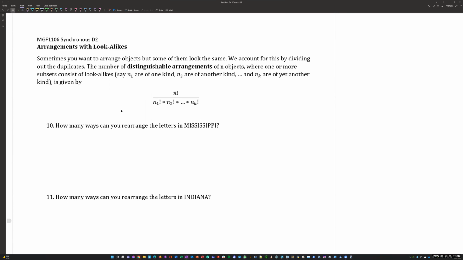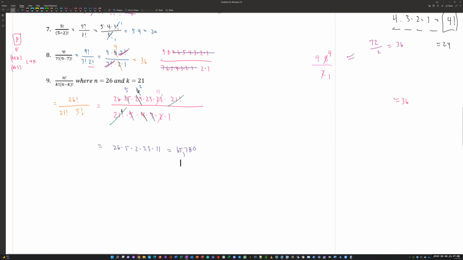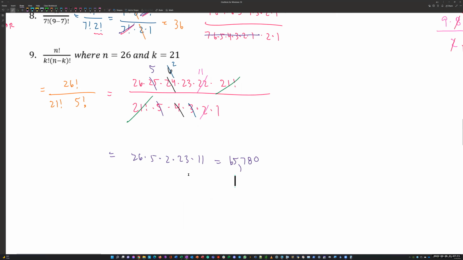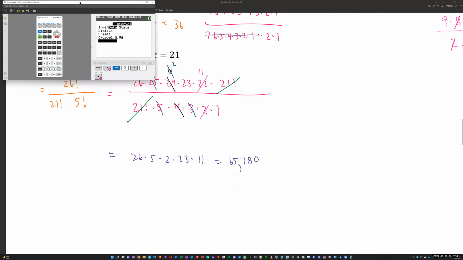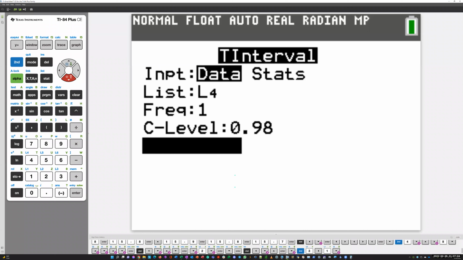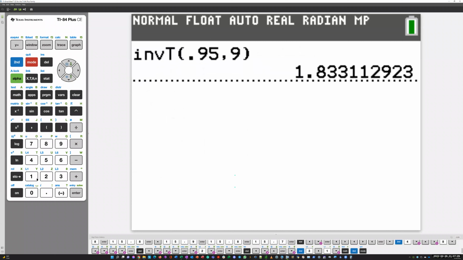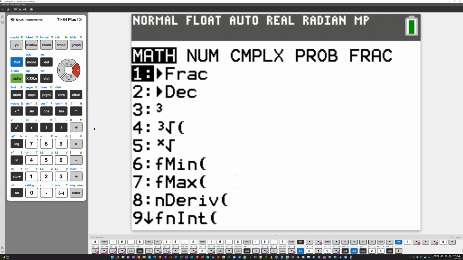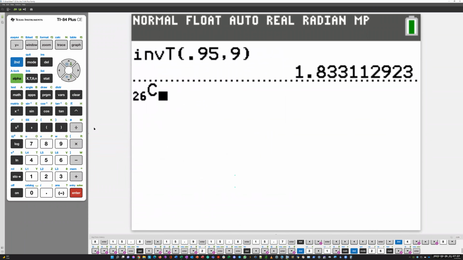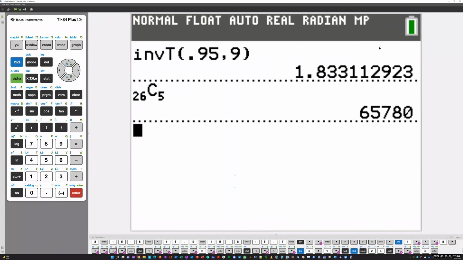What was the answer to our last problem? 65,780. So that is something. You want me to just check it real quick? Let me just check it real quick, make sure it's right. What is this? 26 choose 5. 65,780. That's right.